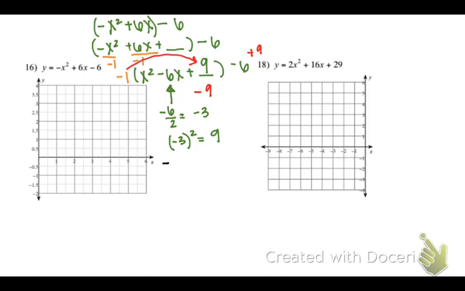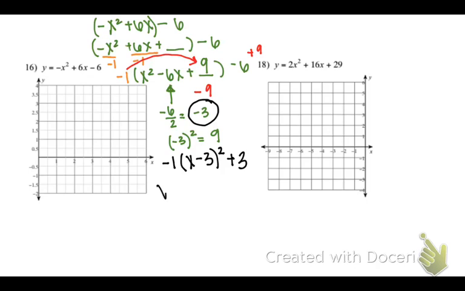So this will be negative 1. And then this, remember we can write it as a perfect square with whatever that number is. So this will be x minus 3 squared. And then negative 6 plus 9 is going to be plus 3. Now that is something that we can graph.